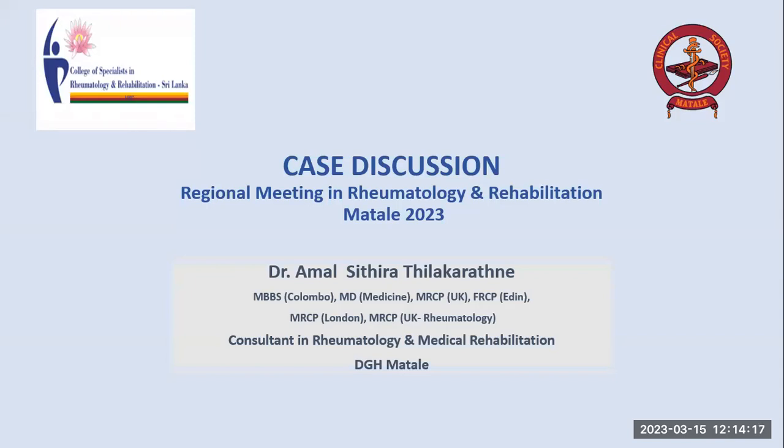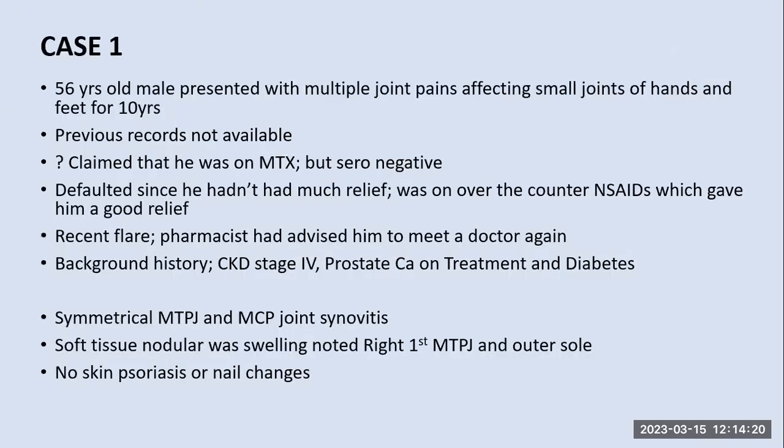The first patient came to me about 3 or 4 months back. He's a 56-year-old male presenting with multiple joint pains, affecting small joints of hands as well as feet for 10 years. His previous records were not available to me, but the patient claimed that he was on MTX and treated for seronegative rheumatoid. He defaulted the follow-up since he hadn't had much relief, and was on over-the-counter NSAIDs, which gave him good relief.